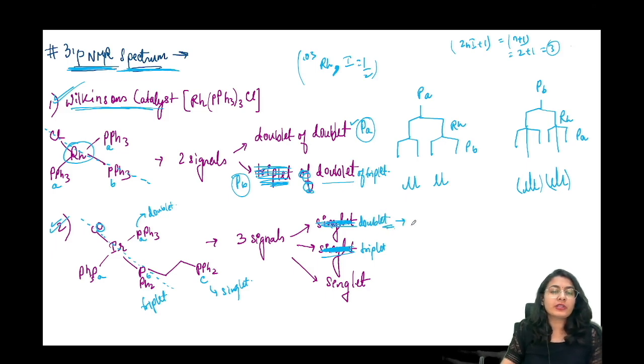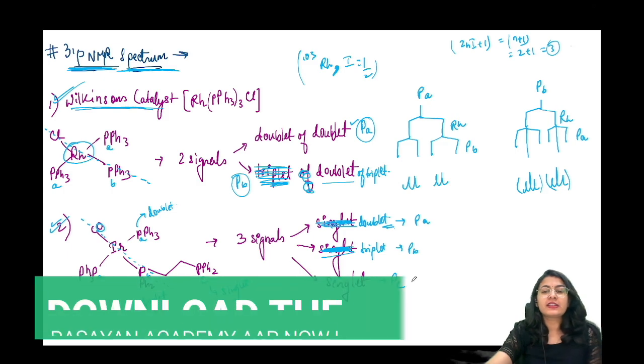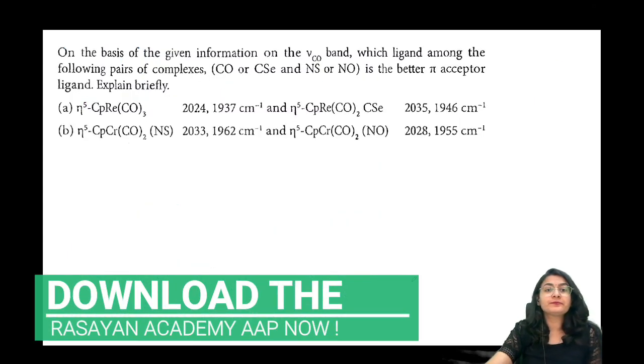Okay, who is going to be the doublet? The PA is going to be a doublet because of PB, and PB is going to be a triplet, and the PC is going to be a singlet. That's it. Very simple. Let's move ahead.